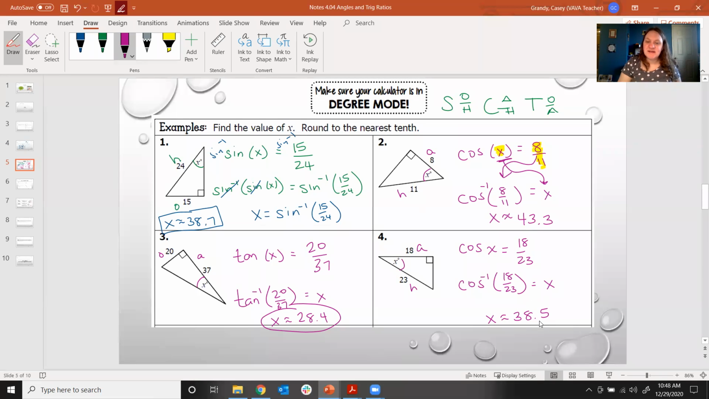Okay, so you should get x is about 38.5. We used cosine because 18 was adjacent and 23 is hypotenuse. I want to solve for an angle, which means I'm going to have to use an inverse. So I flip-flop my ratio and my angle. When I do that, I make cosine inverse. I type cosine inverse of 18 over 23 in my calculator, and I get 38.5.